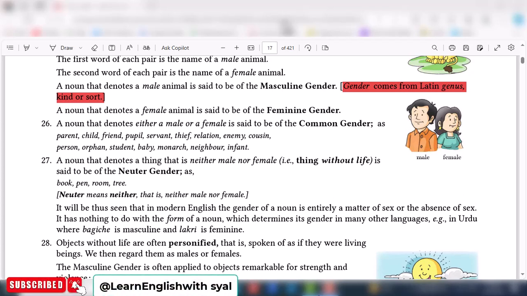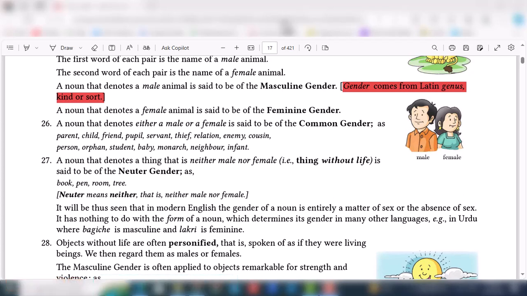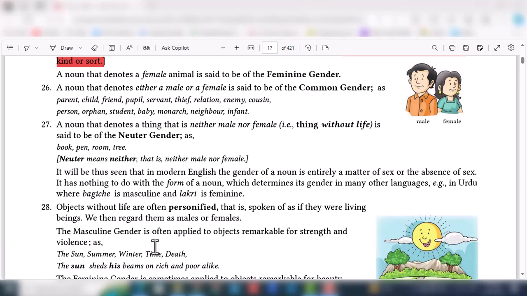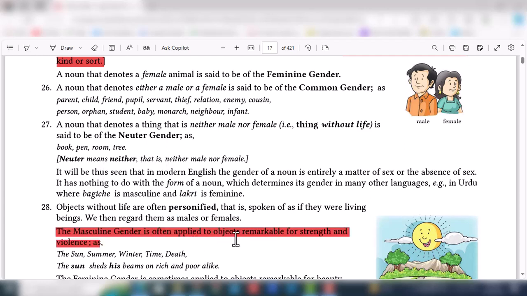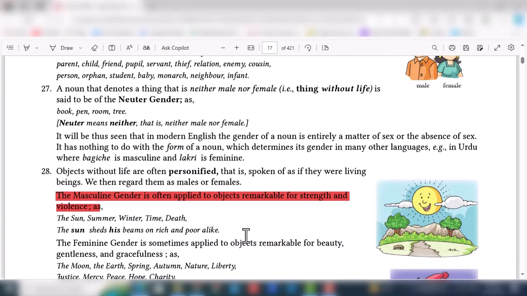Objects without life are often personified, that is, spoken of as living beings, when we regard them as males or females. The masculine gender is often applied to objects remarkable for strength and violence, like the sun, summer, winter, time, death. For example, the sun shoots his beams on the rich and the poor alike. These are masculine gender identifications.